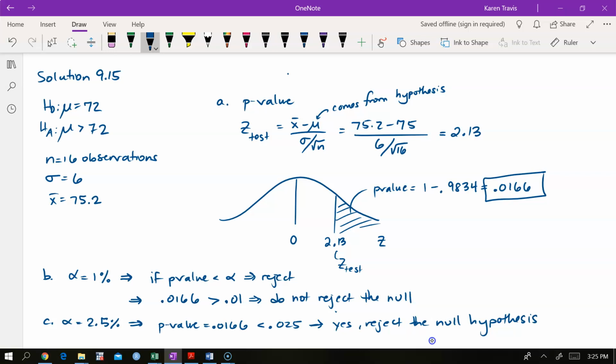So alpha, our level of significance, remember, is how stringent a criterion we want to set. And since we relaxed the criterion on part C, it was easier to reject the null. When we had a very high standard to meet, we did not reject the null on part B.